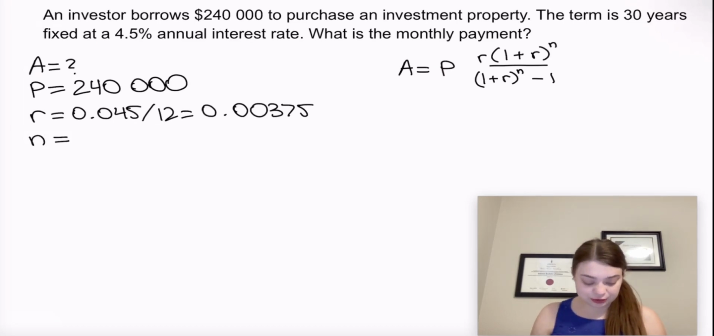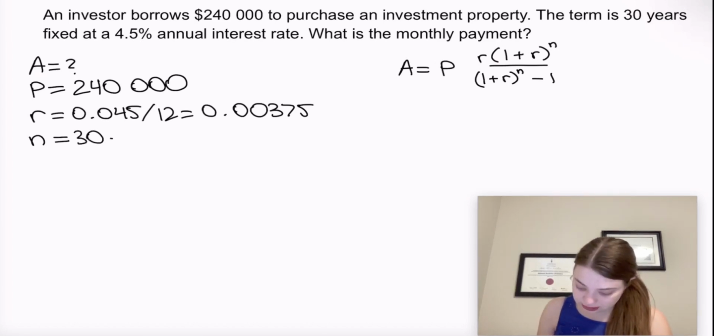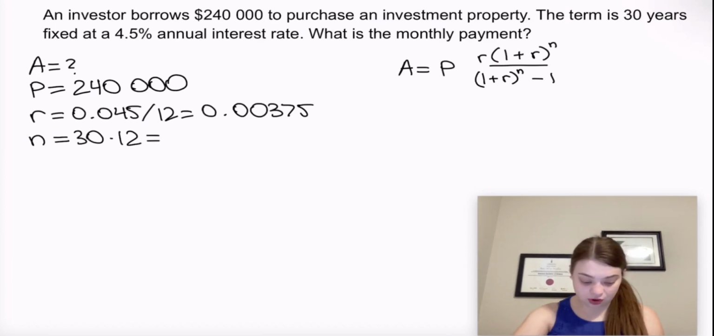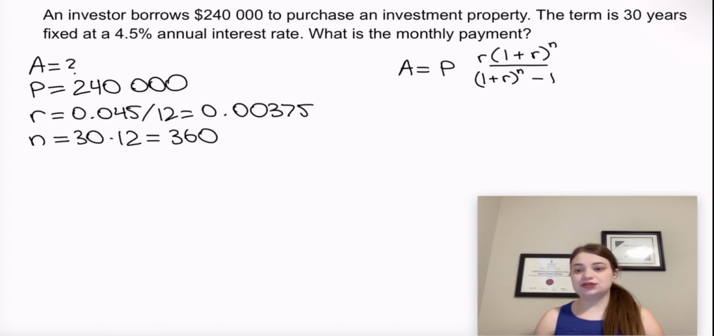And then we need to use N, which is the total number of compounding periods. So in this case, it's 30 years, and it's going to compound each month, and we're going to pay each month as well. So 30 times 12 in this case to get the overall number of compounding periods. That is going to be 360, and that also means 360 total payments as well. So whatever the payment is, the investor will pay that payment 360 times, once per month for the next 30 years, and then the debt will be gone.